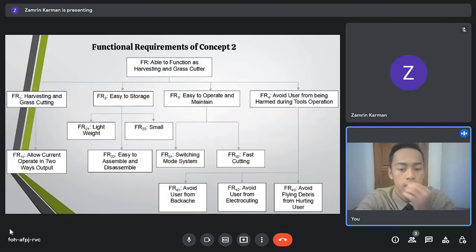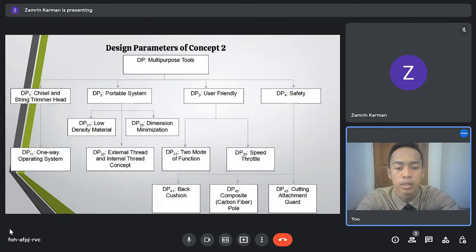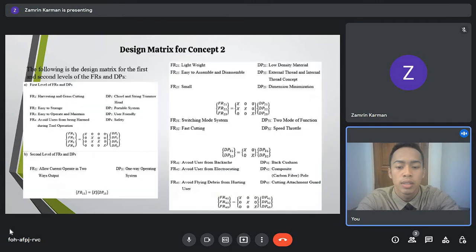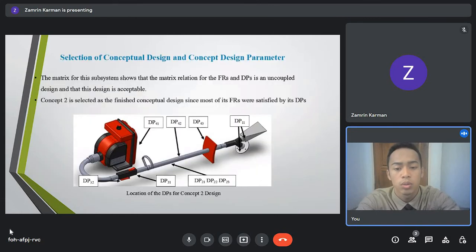Next, here are the functional requirements for concept 2. Same as concept 1, it has level one and level two. And here are the design parameters of concept 2, same as before, first level and second level. Basically, based on the design matrix for the first and second level of FRs and DPs in concept 2, the result of the matrix was slightly the same as concept 1, which means that the design parameters satisfied all the functional criteria. As a result, concept 2 is selected as the final concept for design, since most of its FRs were satisfied by its DPs, and its matrix suggests that its design is superior to the design exhibited in concept 1.